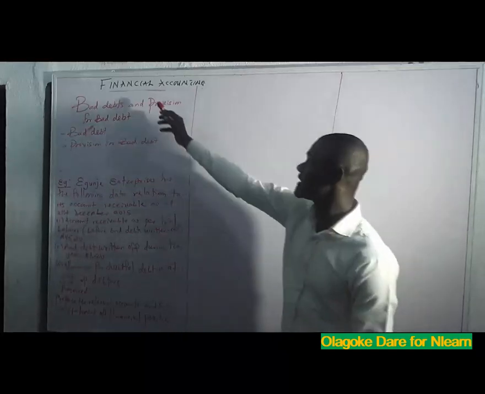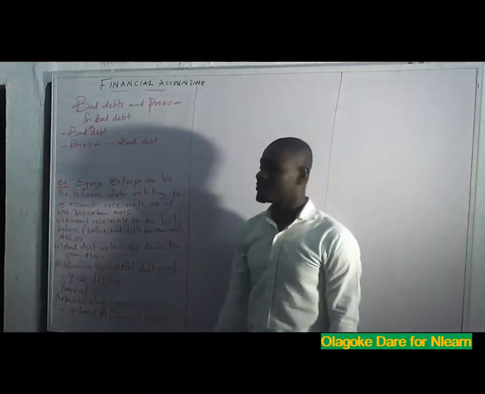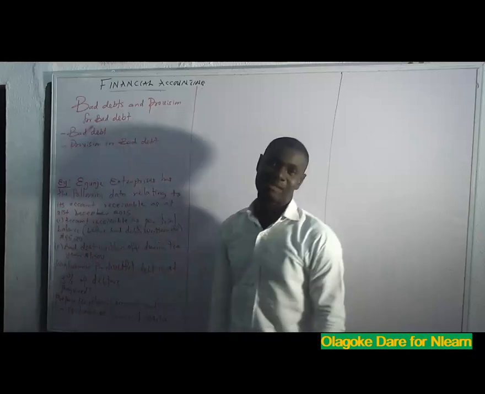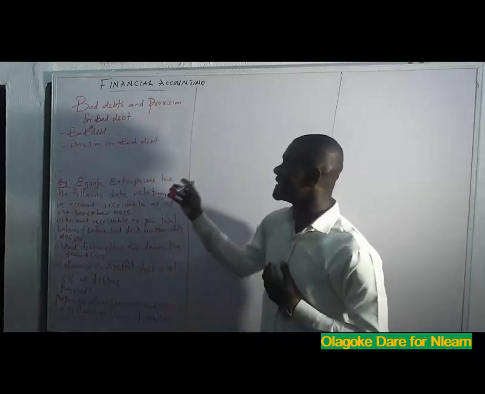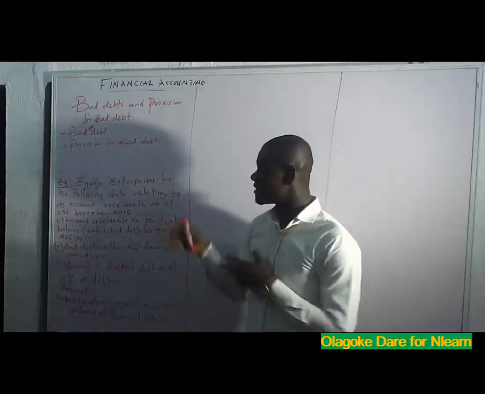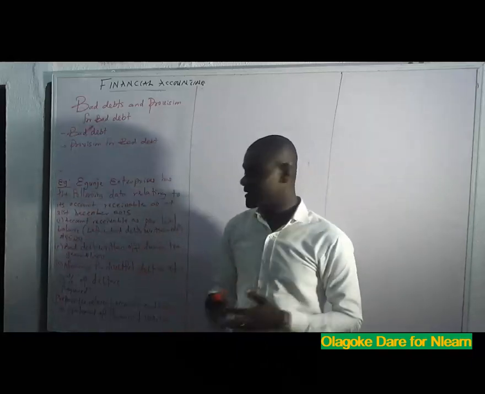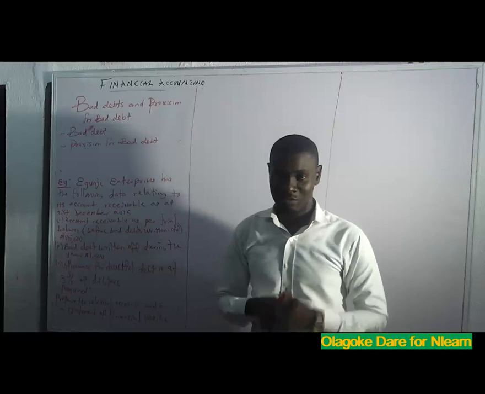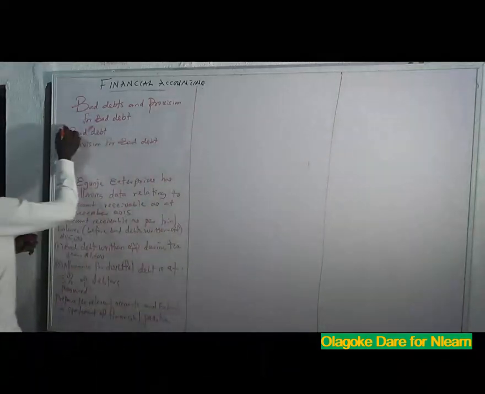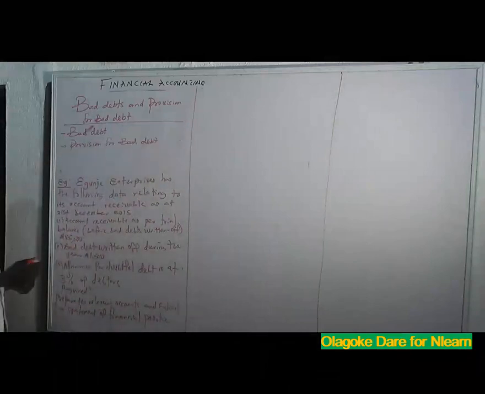Alright, this is still financial accounting. So the topic we have before us is bad debts and provision for bad debts. We want to look at how bad debts and provision for bad debts will affect the income statement and the statement of financial position. As you can see, we have here as our topic bad debts and provision for bad debt.